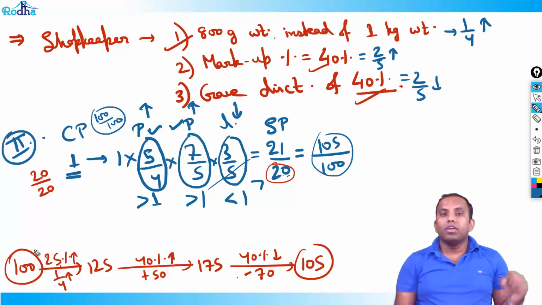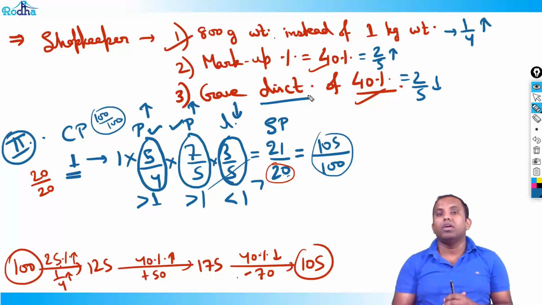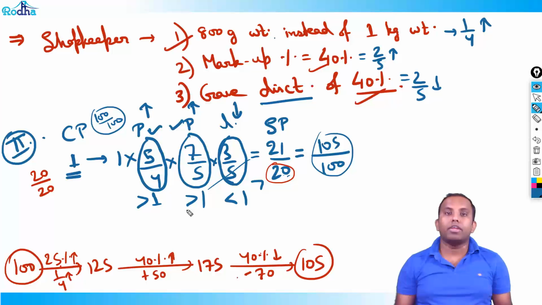Obviously this is a part of discount, and discount is always a loss for the shopkeeper. If they do not give a discount, they will always make a good profit. Discount is always a loss for the shopkeeper. So you should understand these things, and we can solve. This was a very good question, and we can solve very good questions like this.